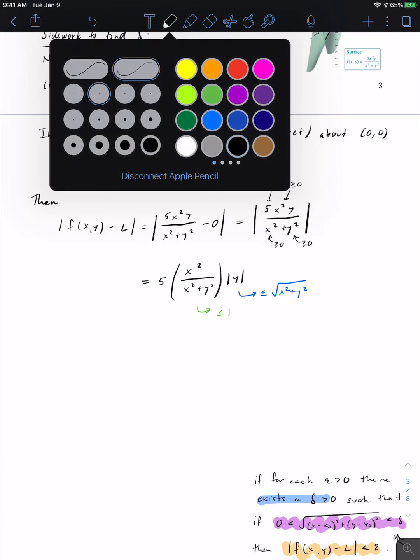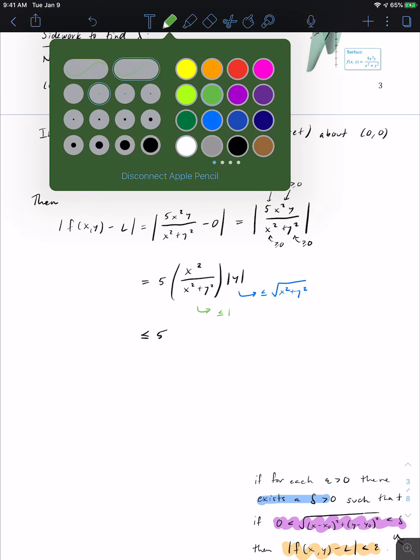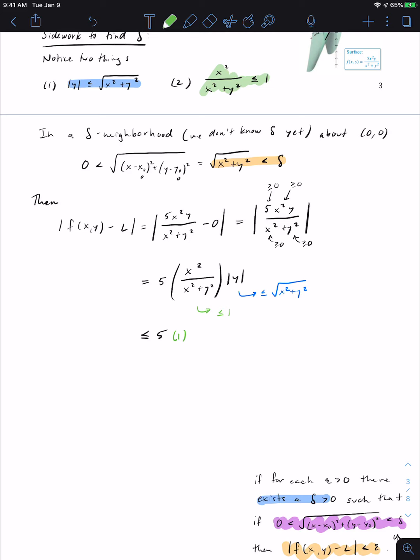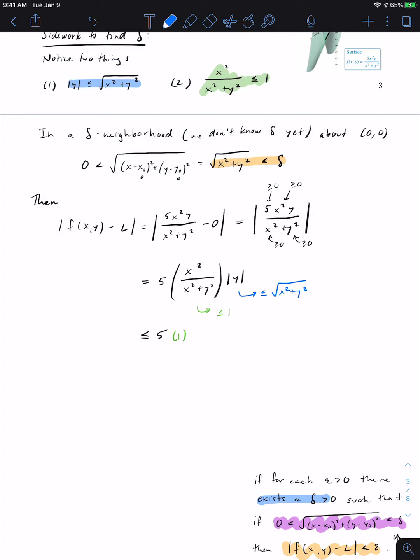So what I'm going to do is write a less than or equal to sign here and write 5, because 5 is just 5, and I can replace this big old thing with 1 because I put less than or equal to, and I can replace the other thing, the absolute value of y, with the square root of x squared plus y squared, right?